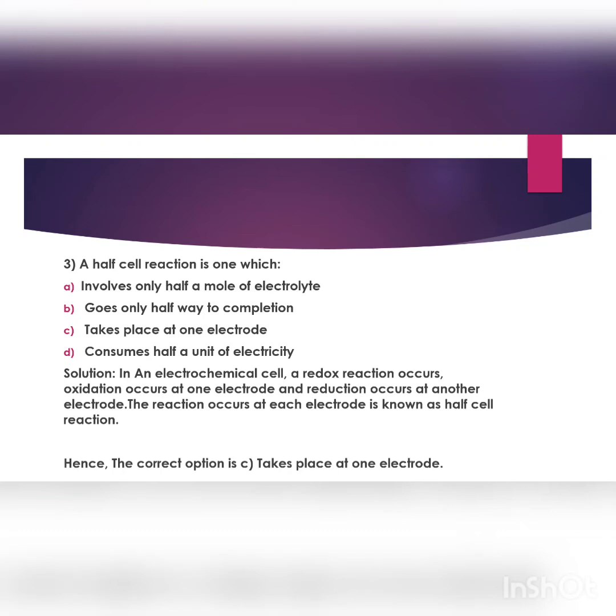The solution for this question is, in an electrochemical cell, a redox reaction occurs. Oxidation occurs at one electrode and reduction occurs at another electrode. The reaction occurs at each electrode and hence it is known as half cell reaction. Hence, the correct option is C, that is, it takes place at one electrode.